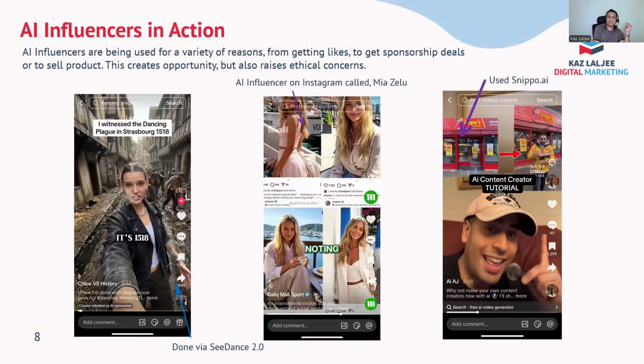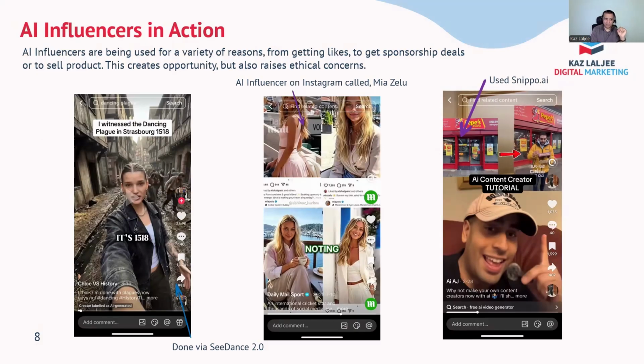So these are AI influencers in action. AI influencers are being used for a variety of reasons, from getting likes to getting sponsorship deals or to sell product. This creates opportunity, but also, I suppose, raises ethical concerns. How far do we go? So I'll talk you through these and just let you know what they are.